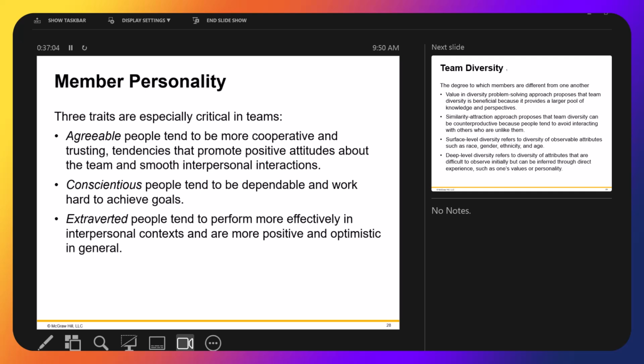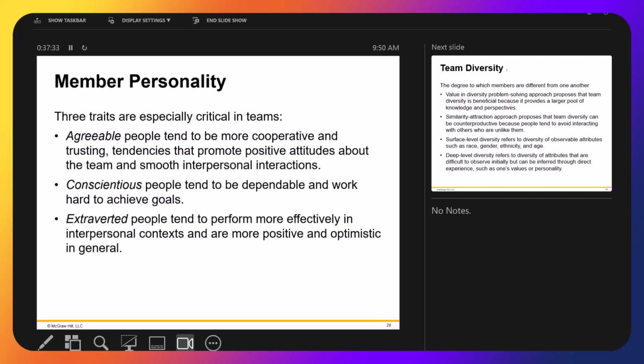Member personality. Three traits are especially critical in this. Agreeable people tend to be more cooperative and trusting, tendencies that promote positive attitudes about the team and smooth interpersonal reactions. Conscientious people tend to be dependable and work hard to achieve goals. Extroverted people tend to perform more effectively in interpersonal contexts and are more positive and optimistic in general.